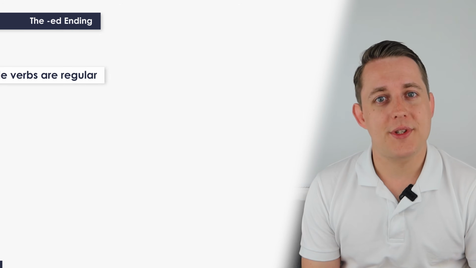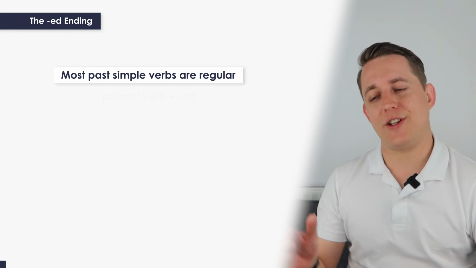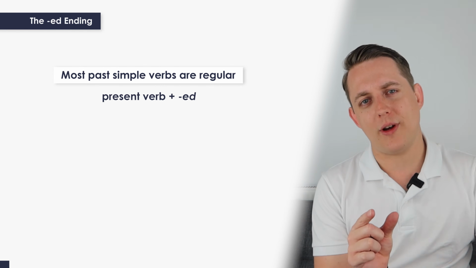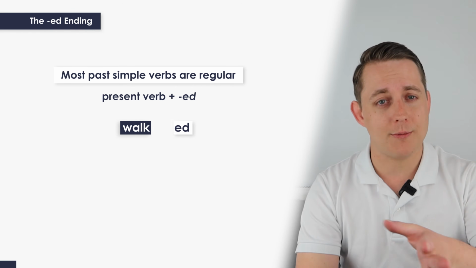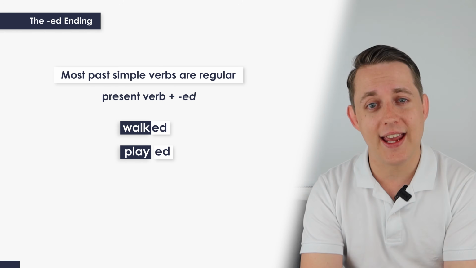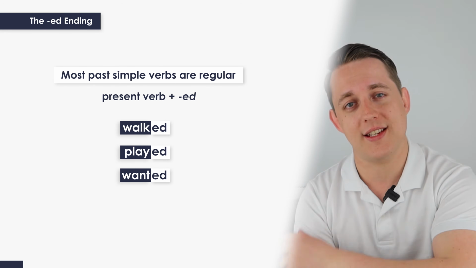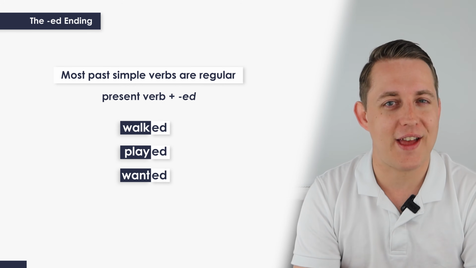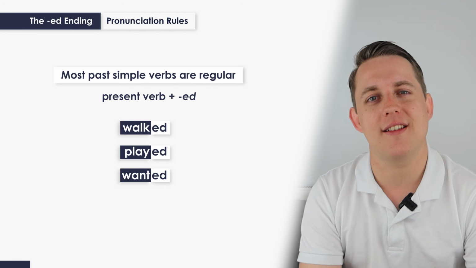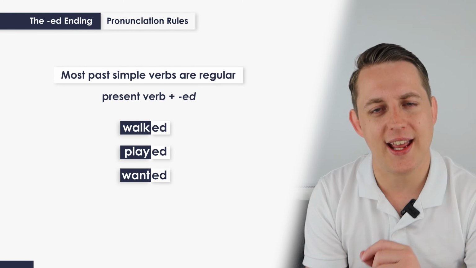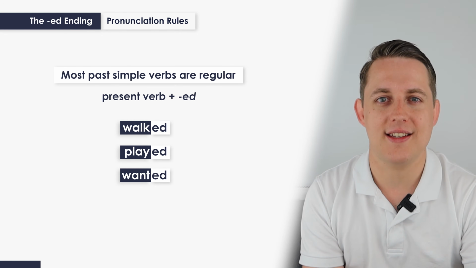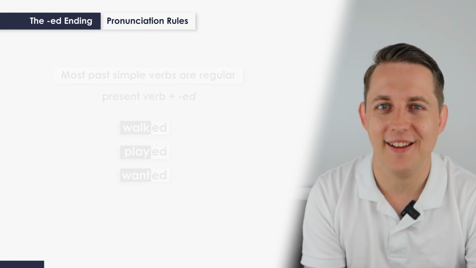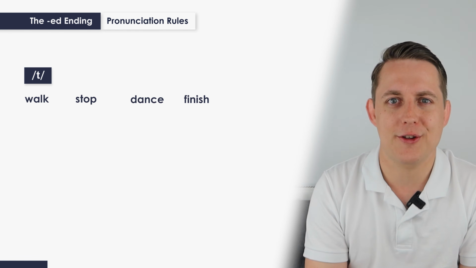Most past simple verbs are regular. That means we just take a present verb, we add ed, and we're done. Like this. Walk becomes walked, play becomes played, and want becomes wanted. But it's not that easy, because the pronunciation can be different. Listen again. Walked, played, wanted. What's going on there? Let's take a look at this one first.